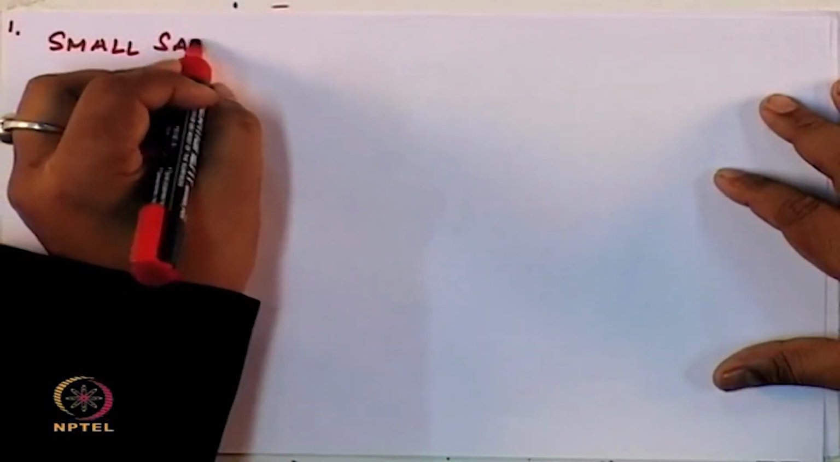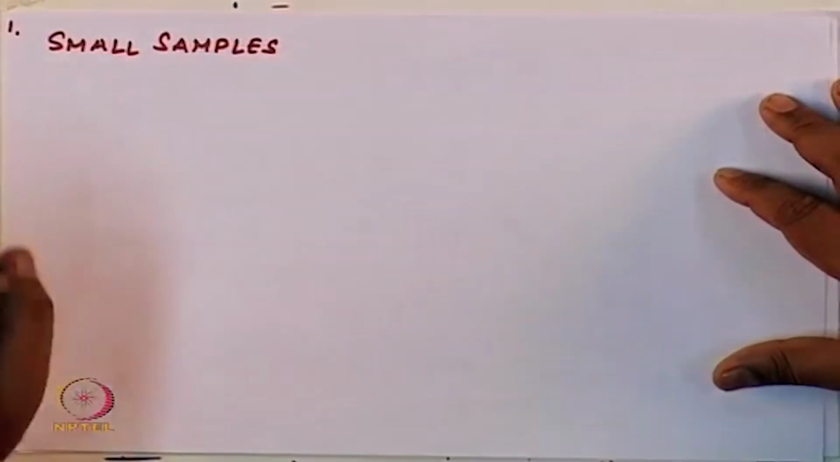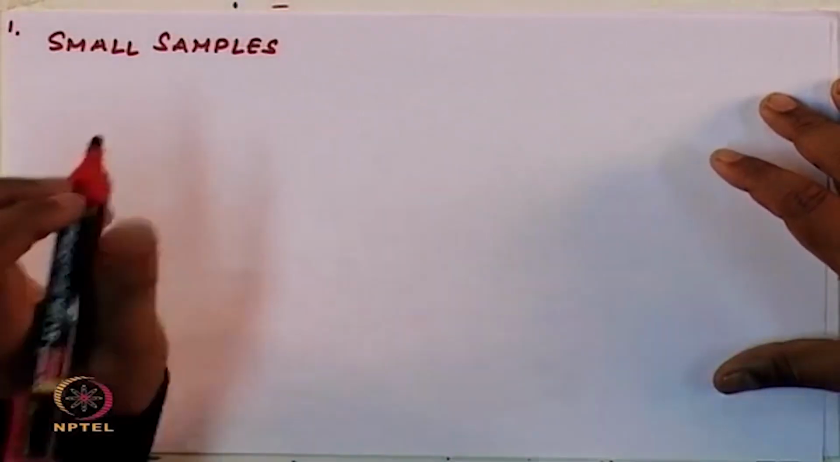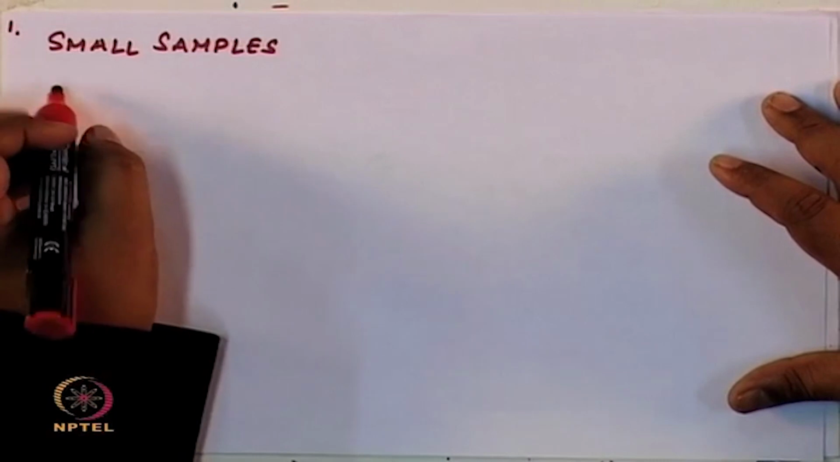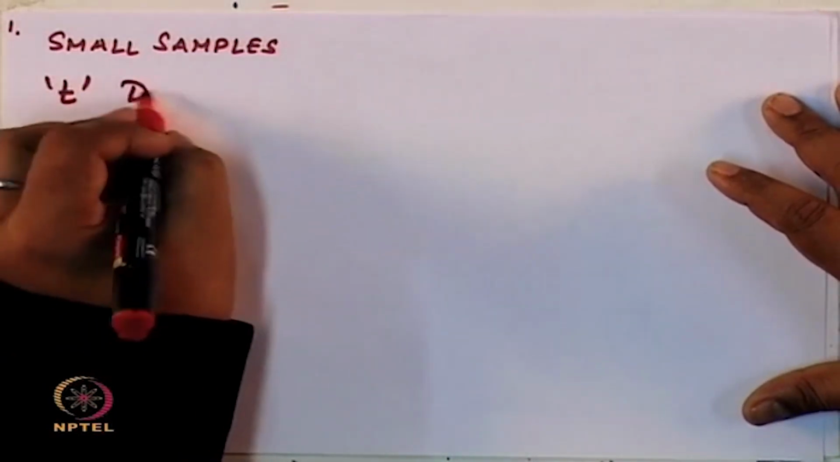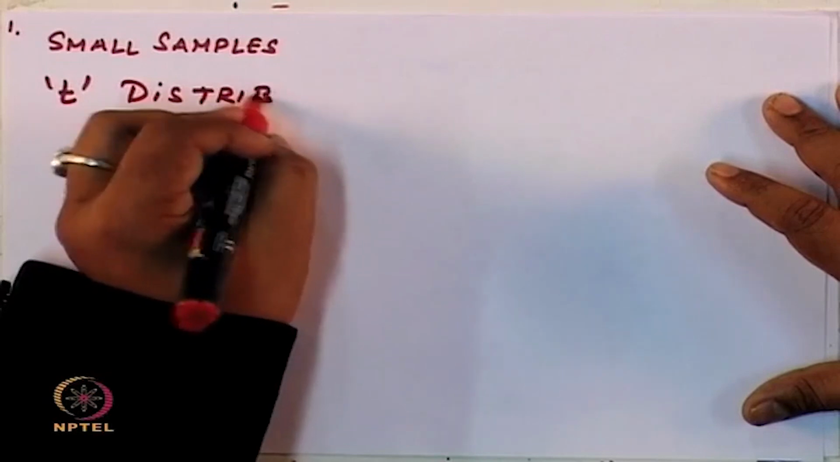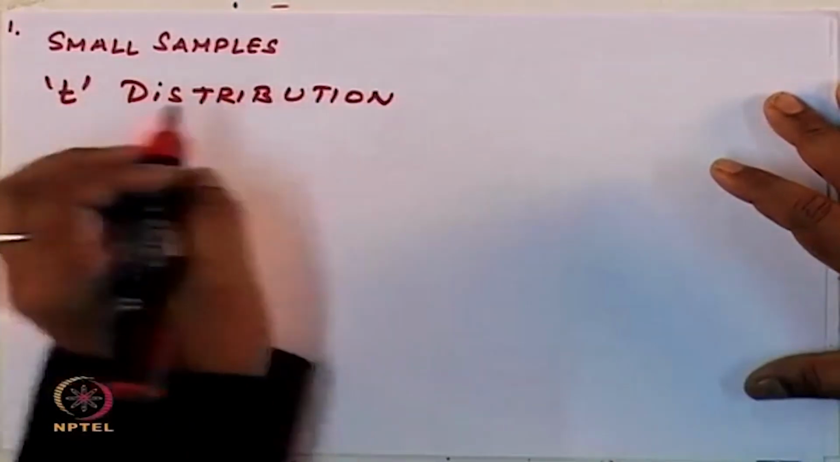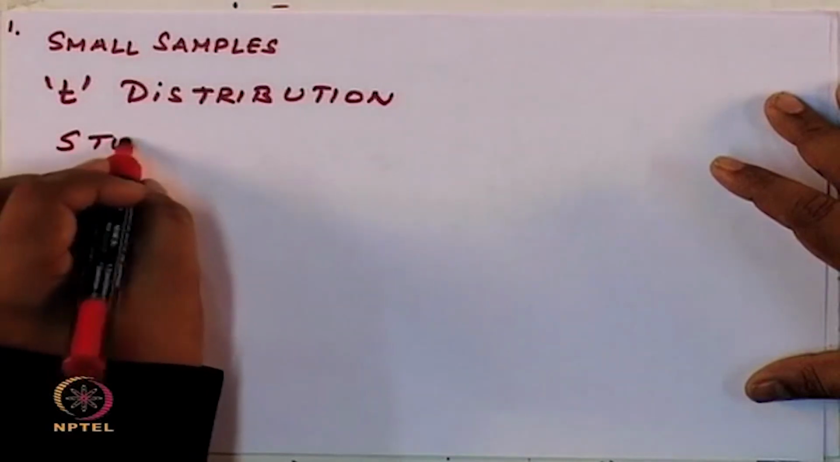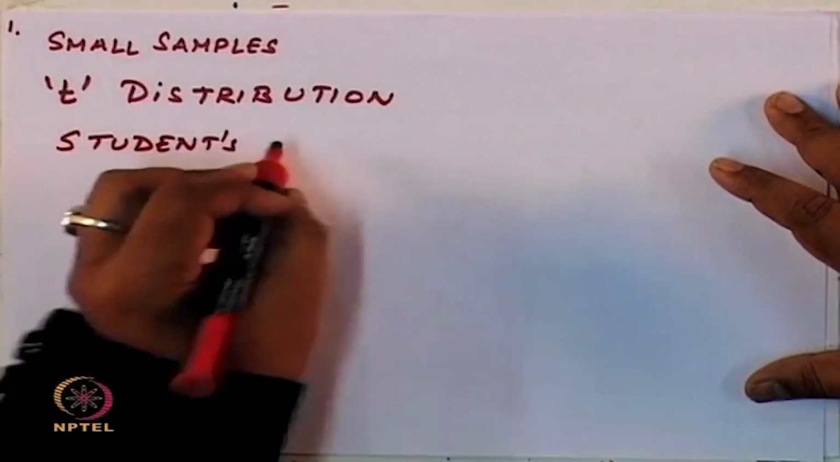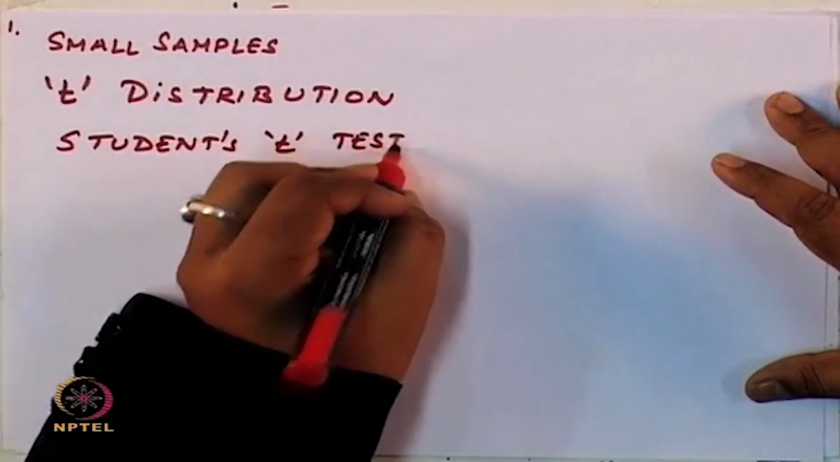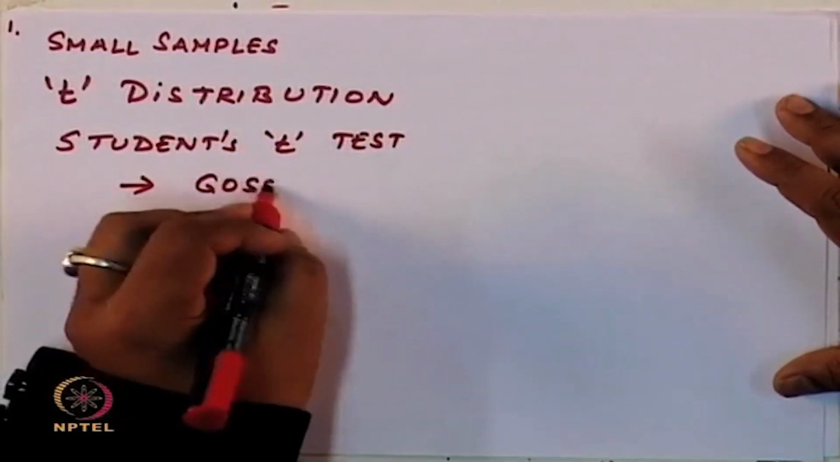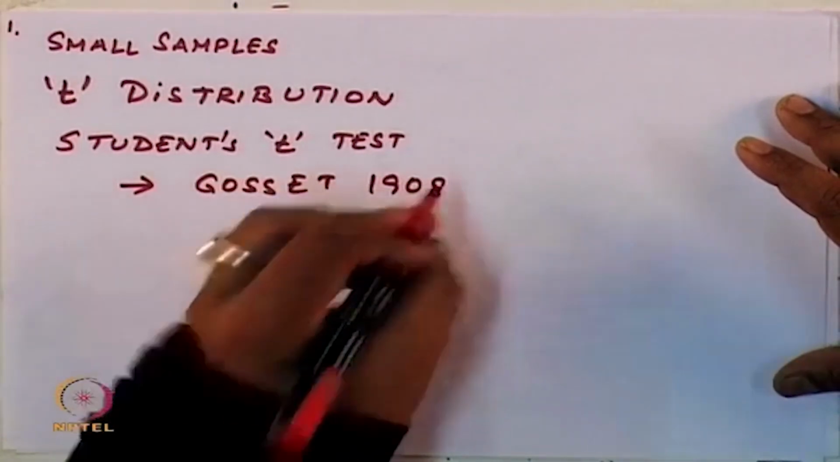Hello and welcome to today's lecture. In the last class we had introduced the student's t-test for small samples. For small samples you can no longer use the z statistics, but you use the t distribution, the student's t distribution. This is also referred to as the student's t-test. This was introduced by Gossett in 1908.